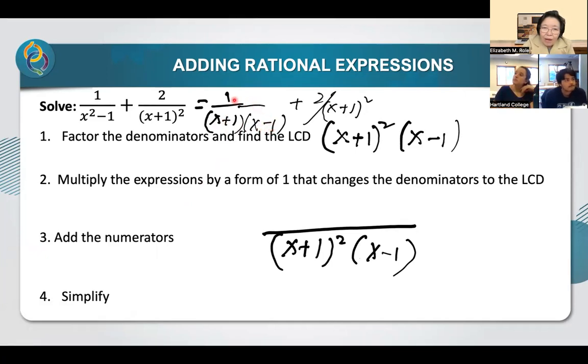I should multiply 1 by x plus 1, right? Yes, I need another x plus 1 so that they are the same. For this, so that it will have this x plus 1 squared times x minus 1, I multiply this by x minus 1. Is that fine? Yes. Okay.